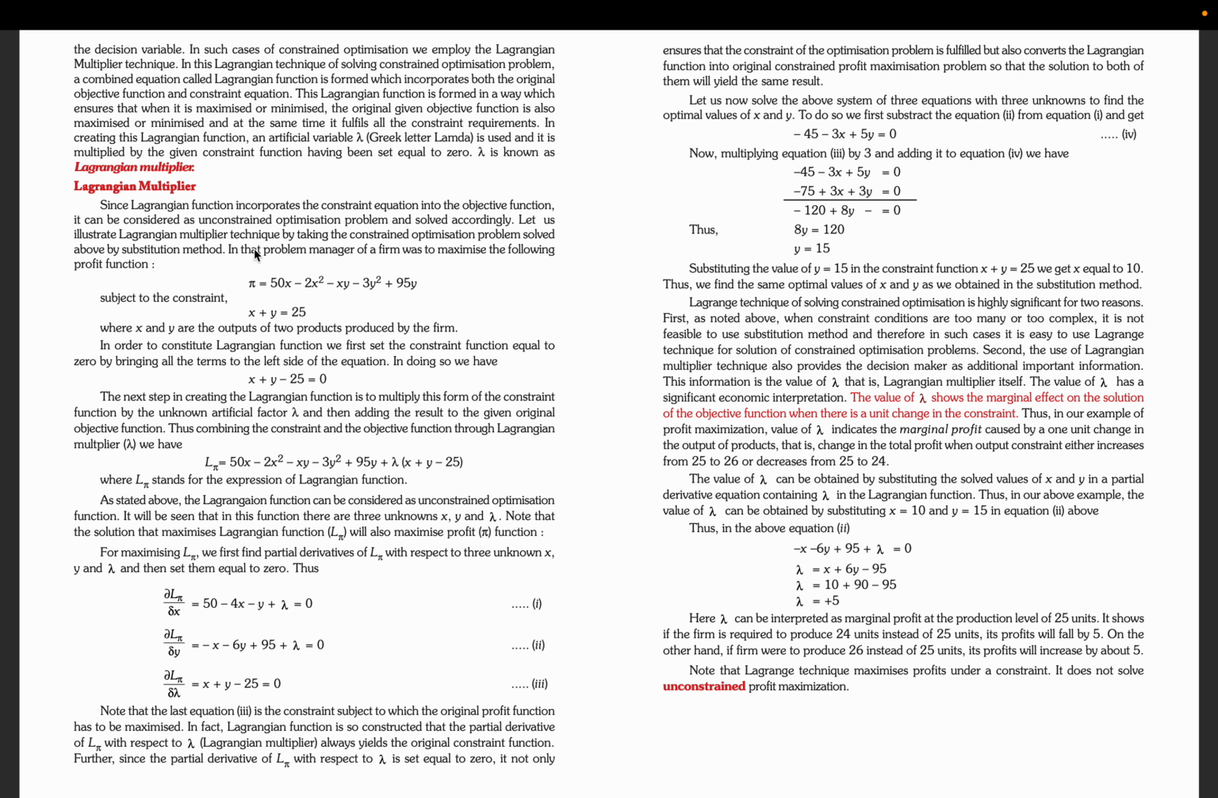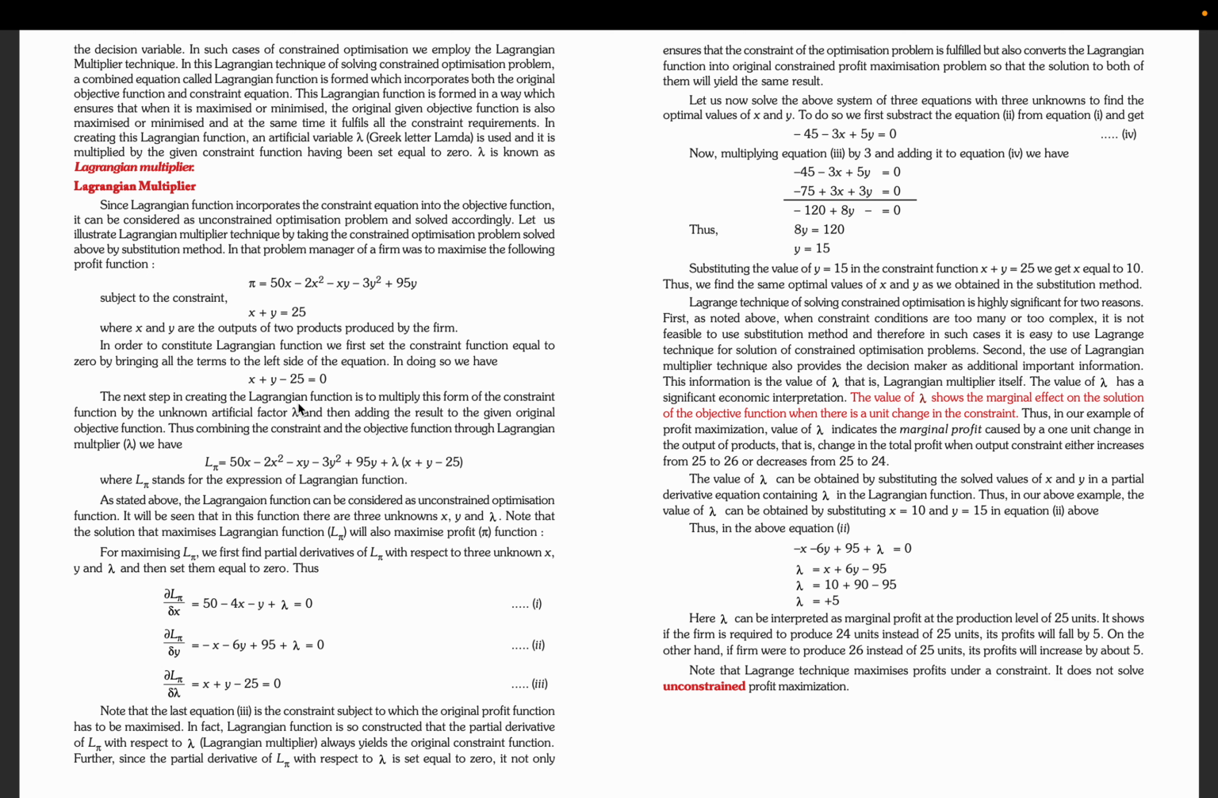Let us illustrate the Lagrangian multiplier technique by taking the constrained optimization problem solved above by the substitution method. In that problem, the manager of a firm was to maximize the following profit function subject to the constraint, where x and y are the quantities of the two products produced by the firm. In order to constitute the Lagrangian function, we first set the constraint function equal to 0 by bringing all the terms to the left hand side. You're basically going to bring all the terms here to the left, and we get this.